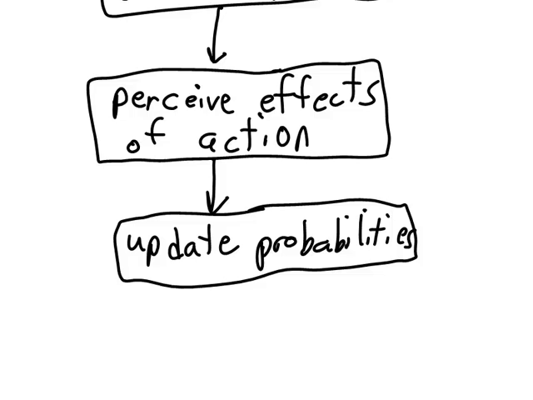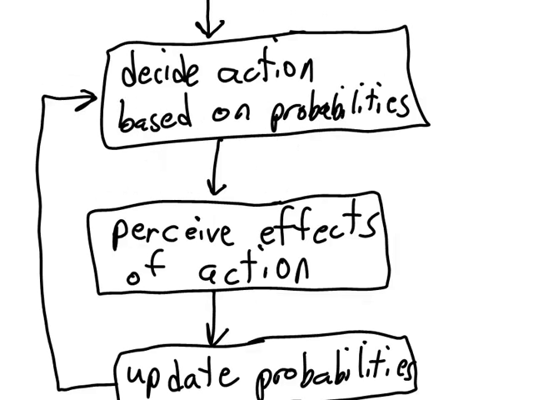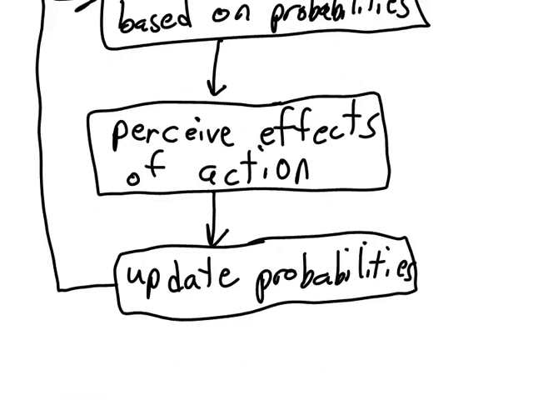In other words, if the effect of the action was a positive effect, then the probability of repeating that same action will increase. If the effects of the action were negative, then the probability that the agent will take that action again will be decreased. We now loop back to again decide an action based on probabilities. And we again perceive the effects of the action and update the probabilities.